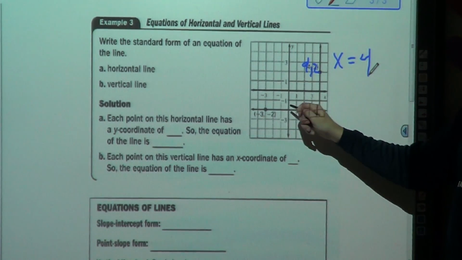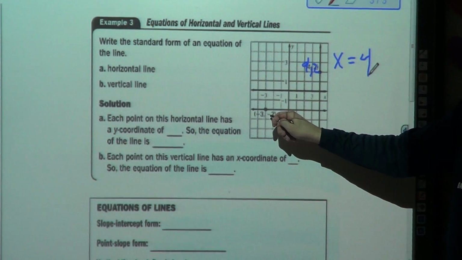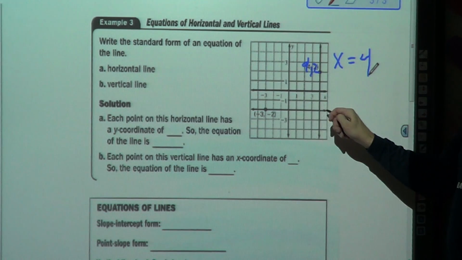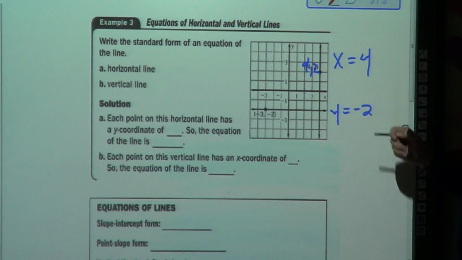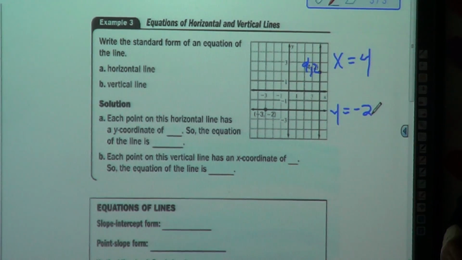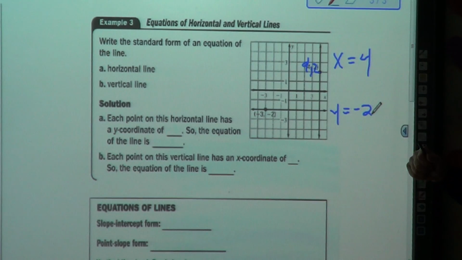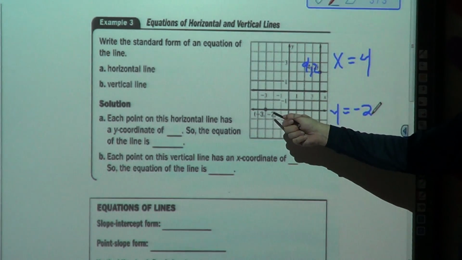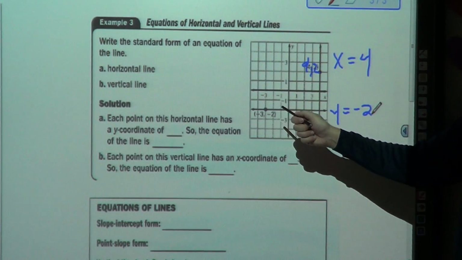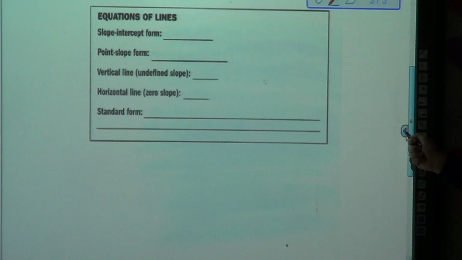Horizontal lines are y graphs. So all I have to do is look to see what the y is, and the y is -2. So the equation of the line is y equals -2. There's no arithmetic, there's no getting rid of the parentheses, there's no point-slope form, there's none of that. If it's vertical, look and see what the x is, x equals that number. If it's horizontal, see what the y is, it's y equals that number. Okay, piece of cake.